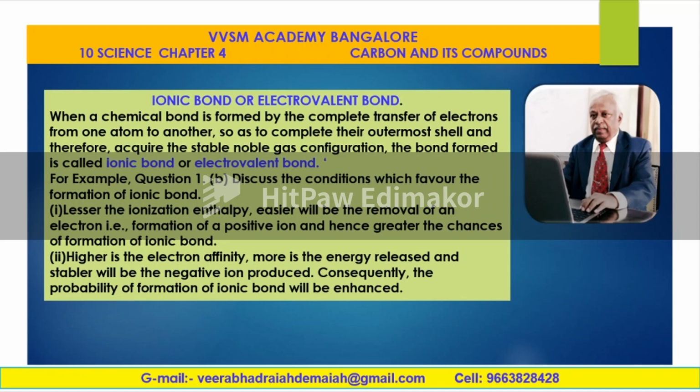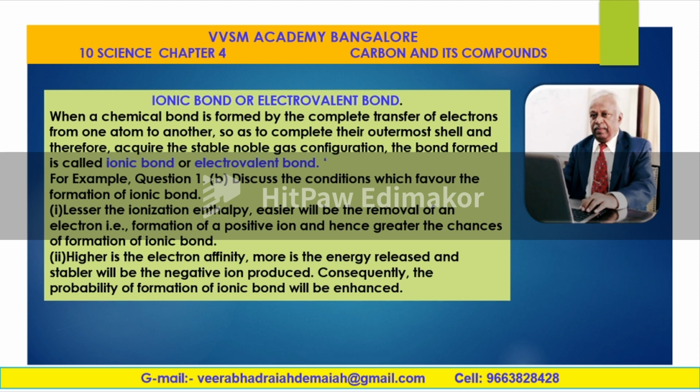Ionic bond or electrovalent bond: when a chemical bond is formed by the complete transfer of electrons from one atom to another, as I told you, so as to complete their outermost shell and therefore acquire the stable noble gas configuration, that is the s2p6 configuration. It is also called the octet configuration, my dear friends, and the chemical bond thus formed is called ionic bond or electrovalent bond.